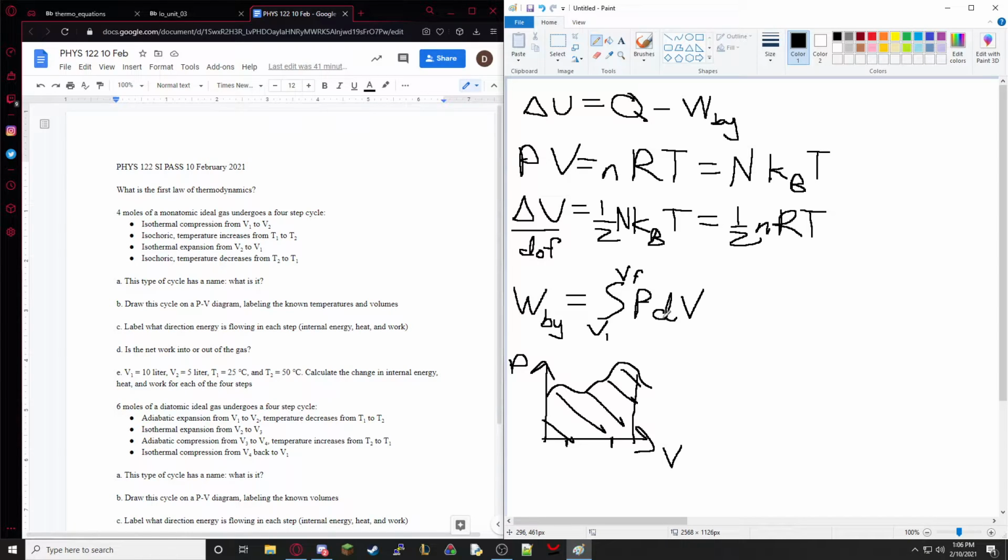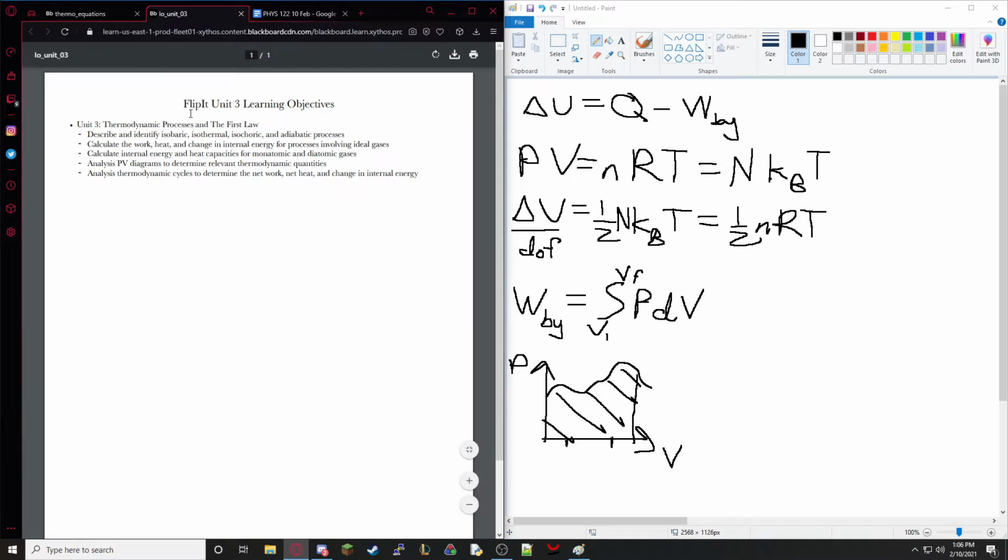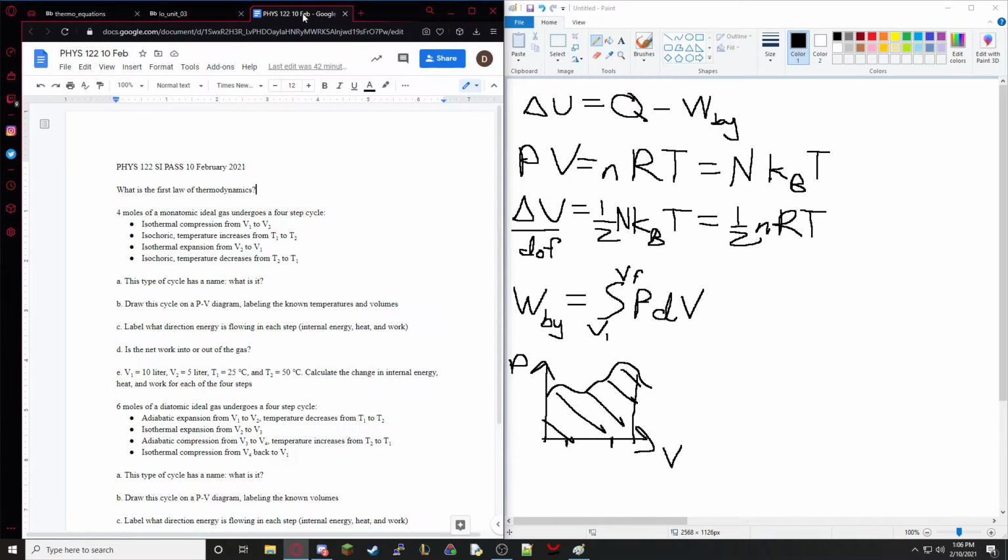That's literally all you need to know for Unit 3. Unit 3 is thermodynamic processes and the first law. I can't remember if that was also included in Unit 2, but that is literally all you need to understand what's going on: the first law of thermodynamics, PV equals nRT, delta U is equal to (3/2) N kB T, and the work done by the gas is equal to the integral of P dV.